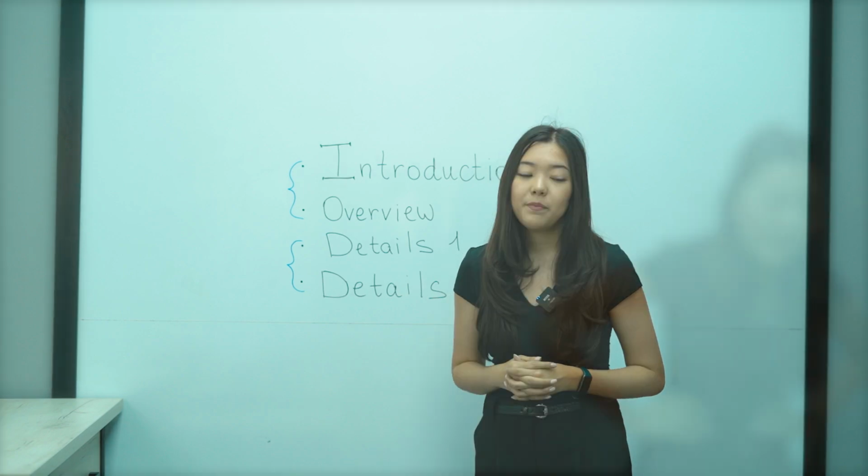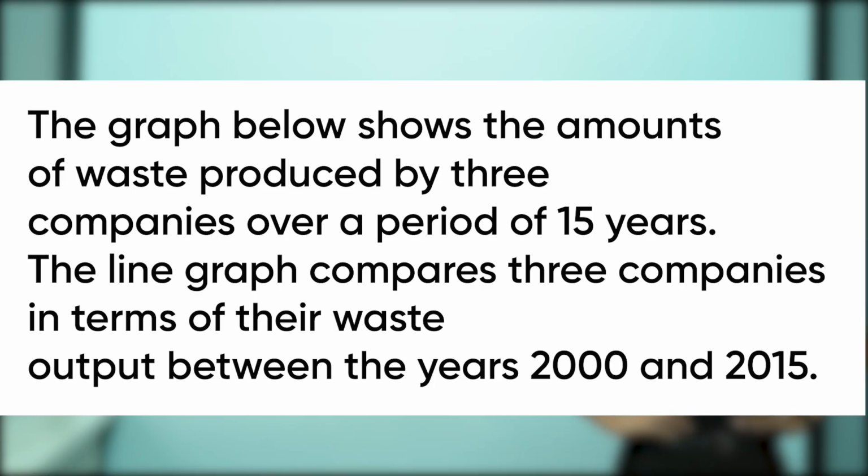For example, the graph below shows the amount of waste produced by 3 companies over a period of 15 years. And in our chart, we are given different years, companies, and also waste in tons. And now there is our answer. The line graph compares 3 companies in terms of their waste output between the years 2000 and 2015.